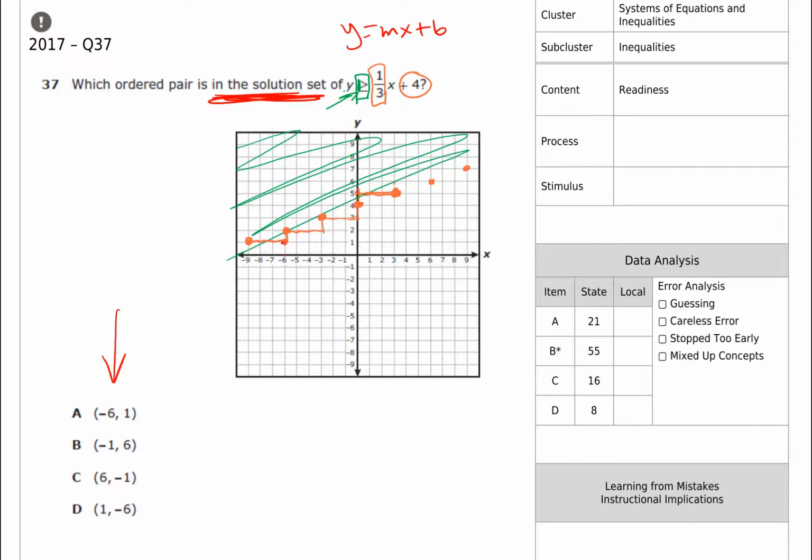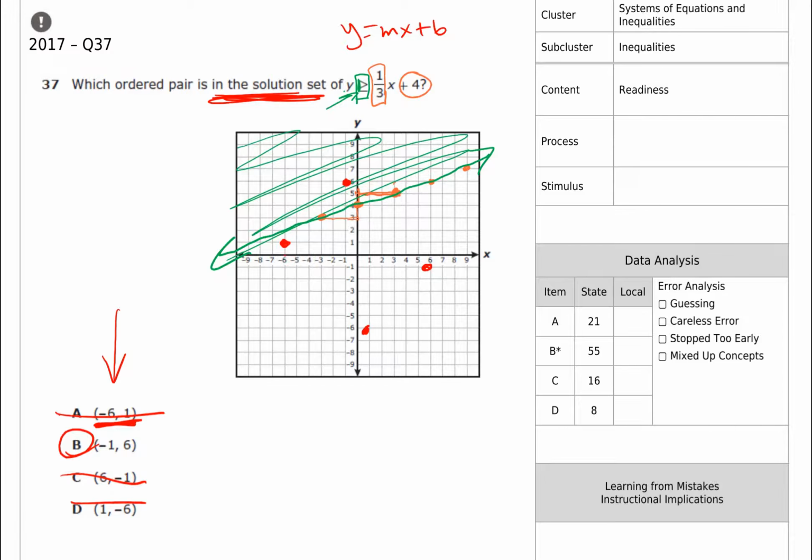Alright, so now, drawing my line exactly through the dots, I can see that this red dot that we're putting here for -6, 1, over 6, up 1, is not in the shaded region, so that's not an answer choice. B, -1, 6, back 1, up 6, that most definitely is in the shaded region. Over 6, down 1 is not, and 1, negative 6 is definitely not.